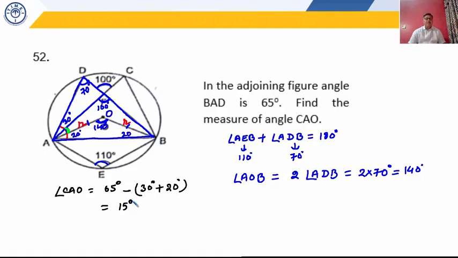I hope this is fine. 65 minus 50 is equal to 15 degree. Alright. So let us move to the next question. All these questions, all these properties we already have discussed in the last segment.